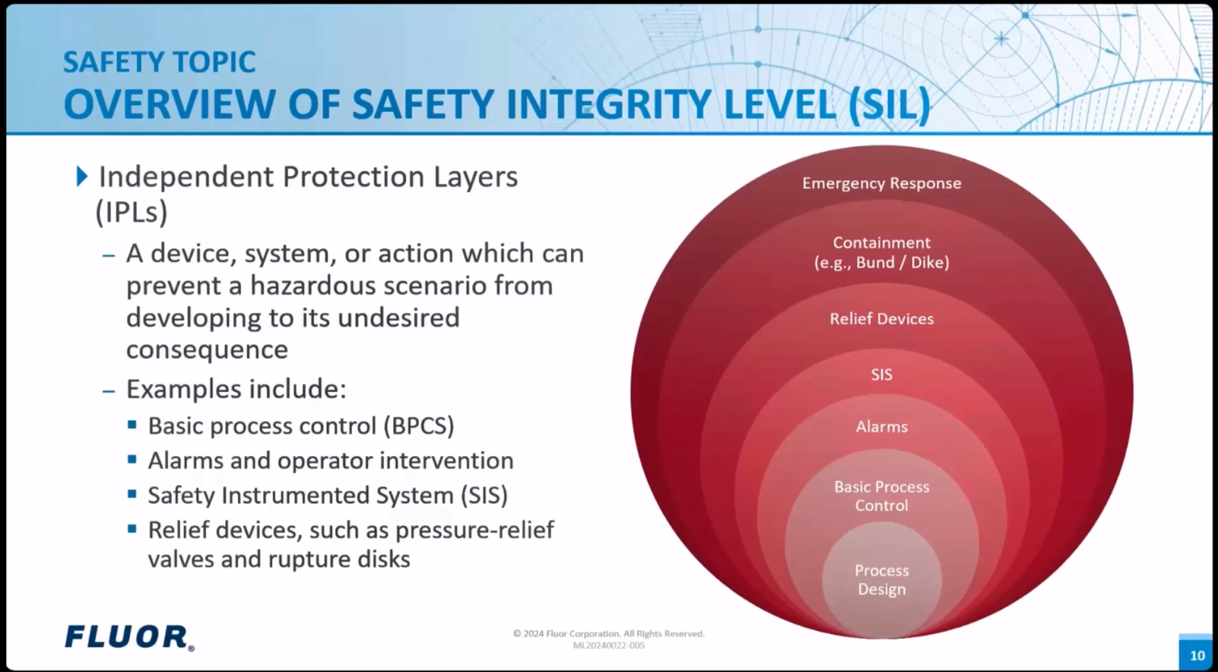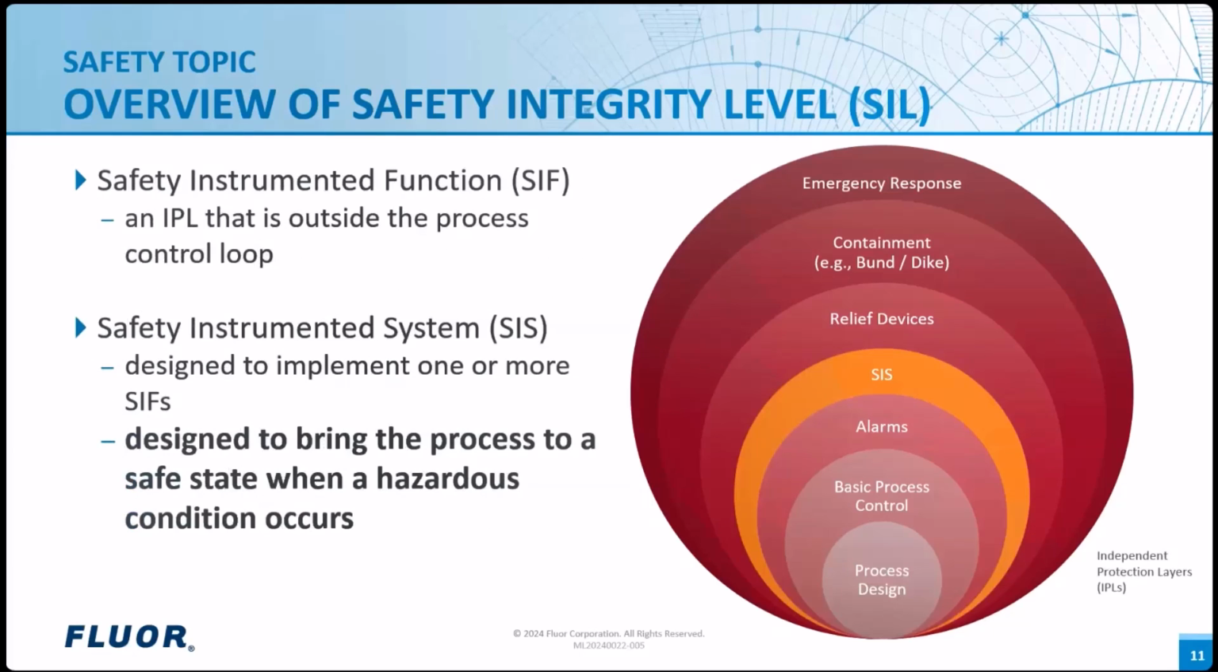Examples of IPLs are basic process control, for example, a level controller that maintains the liquid level in a tank by adjusting a control valve on the tank inlet line. Alarms that prompt the operator to take corrective action. Safety Instrumented System, or SIS, and pressure relief devices such as pressure relief valves and rupture discs.